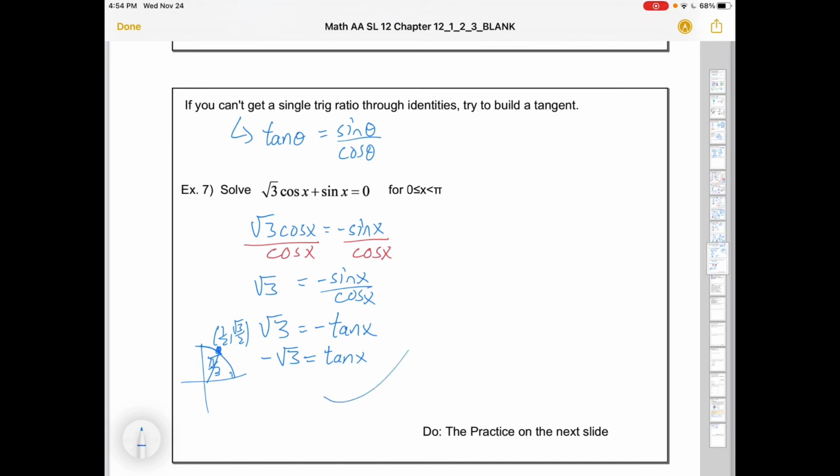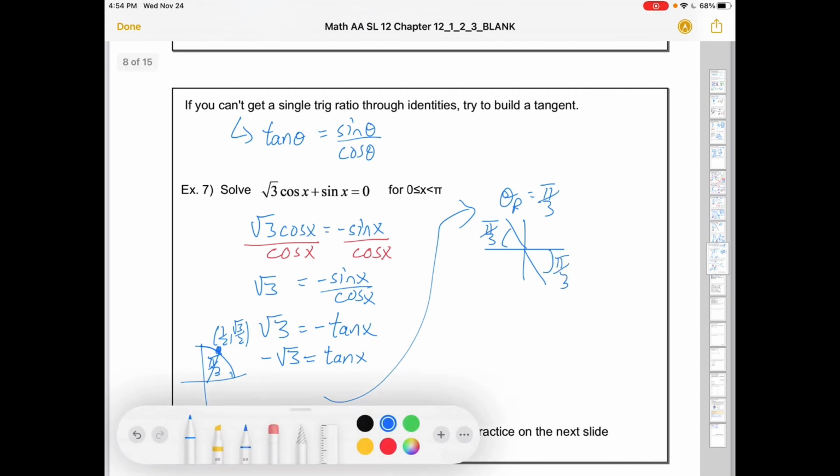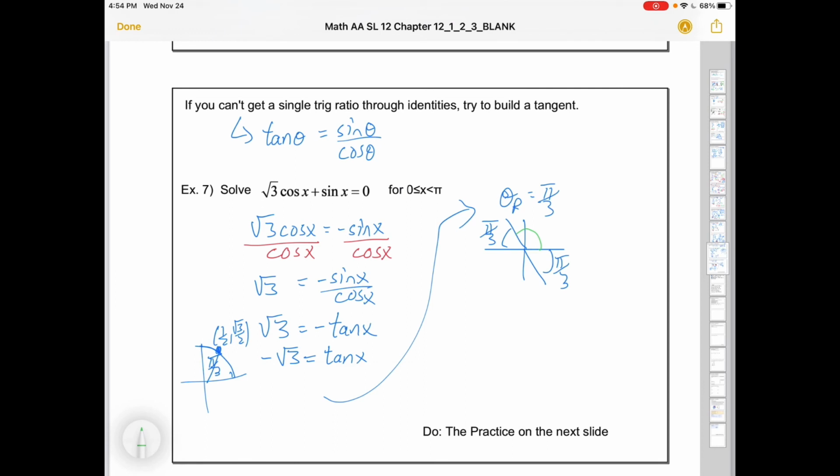So let's find the rest of this. Reference angle is pi over 3. Tangent is negative in the final version of this equation, so it could be in the second quadrant or the fourth quadrant. And we're just going to find these angles. This one here would be pi take away pi over 3, or 2 pi over 3. And this one over here would be 2 pi minus pi over 3, which would be 5 pi over 3.